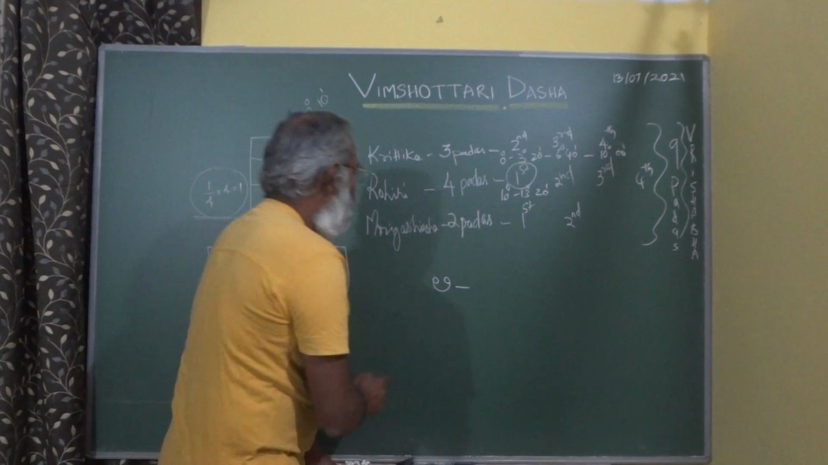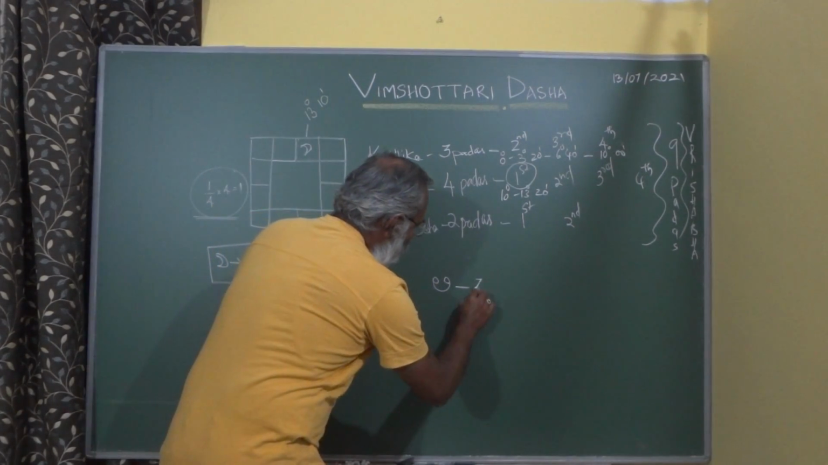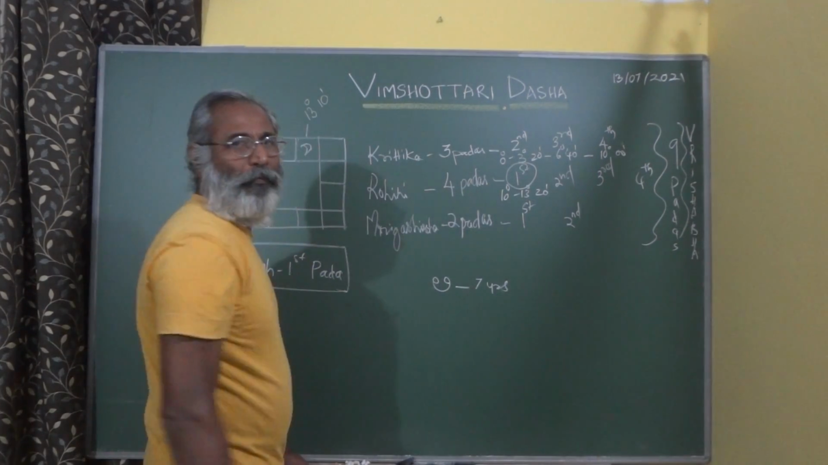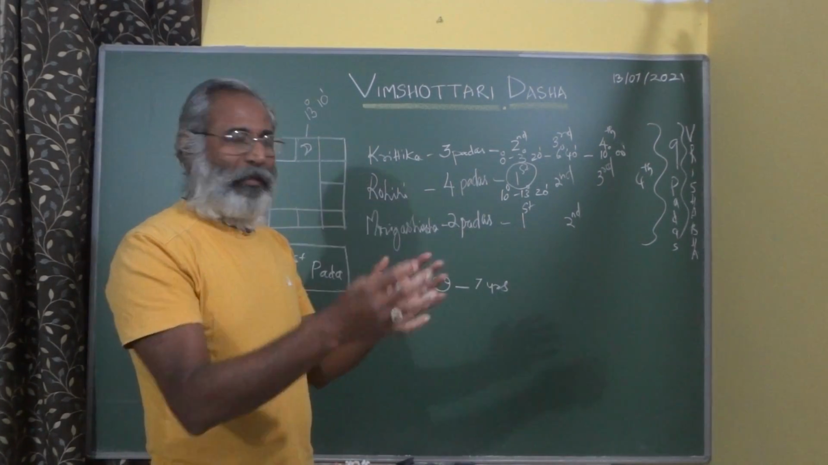So Ketu is 7 years. This is the span of the Dasha, the Mahadasha.